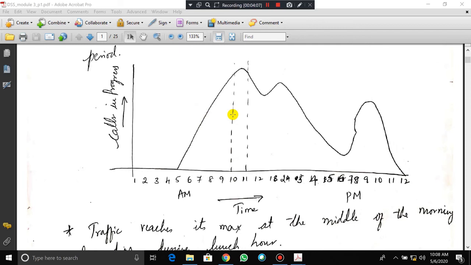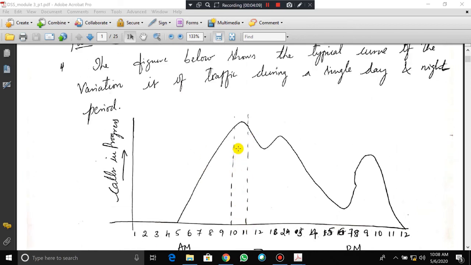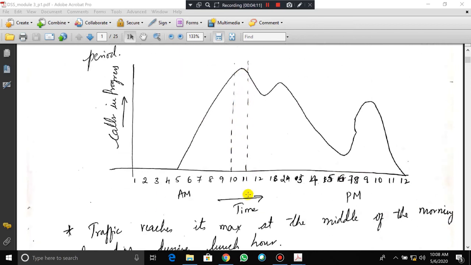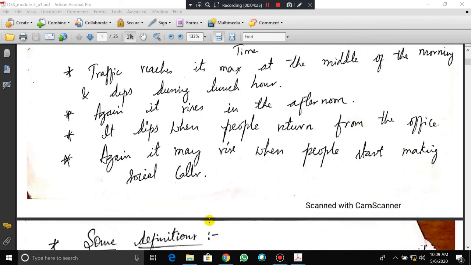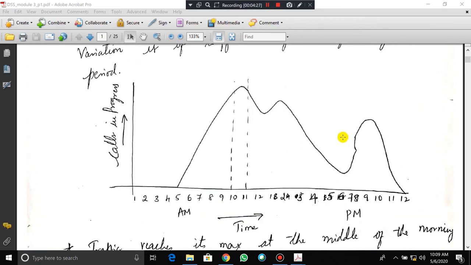This dotted line indicates the busy hour, that is 10 to 11. Traffic reaches its maximum in the middle of the morning and dips during the lunch hours. Again it rises in the afternoon. It dips when people return from the office. Again it may rise when people start making social calls in the evening. That's what I told, right?